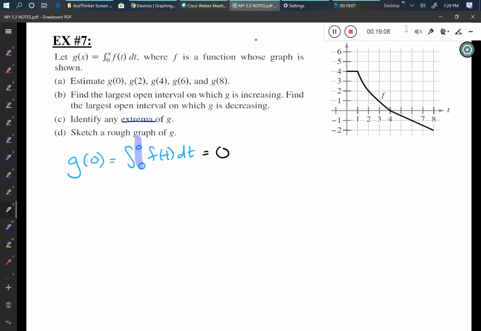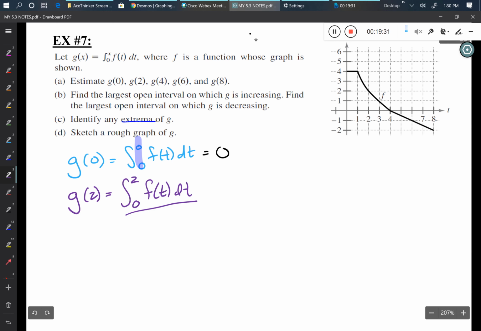So g of 0 is 0. Okay, I can make that make sense. All right. So then what's g of 2? Well, g of 2 is equal to the integral from 0 to 2 of f of t dt. Now, since I don't have any algebra for g, I'm going to have to use the graph over here. And the graph says, do this.